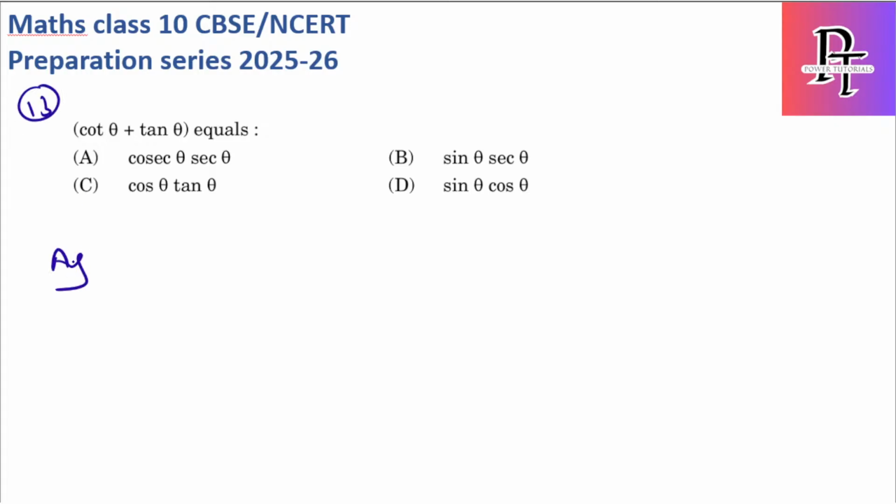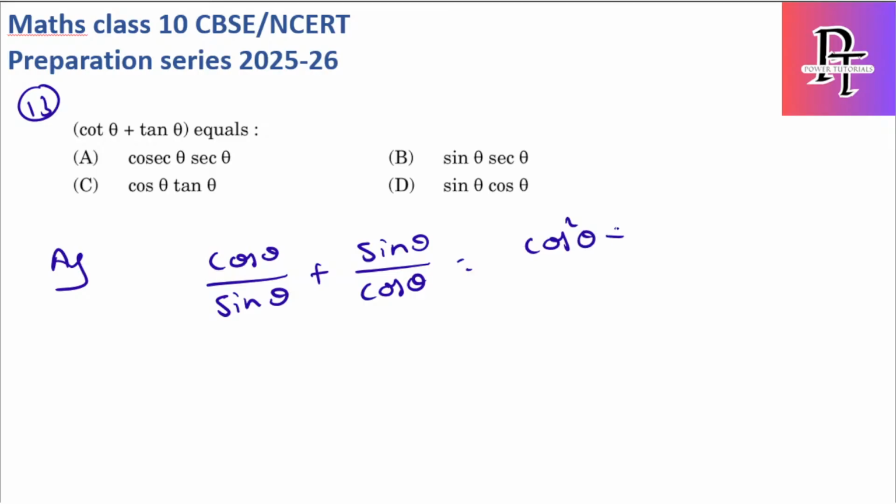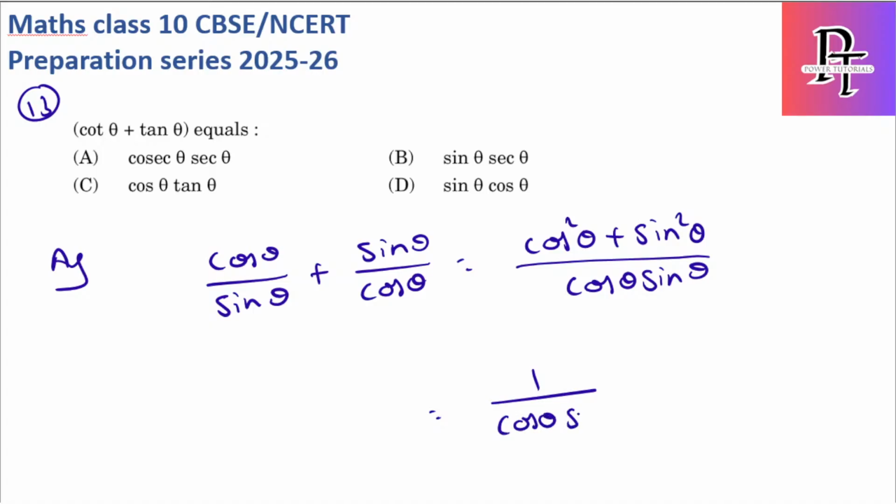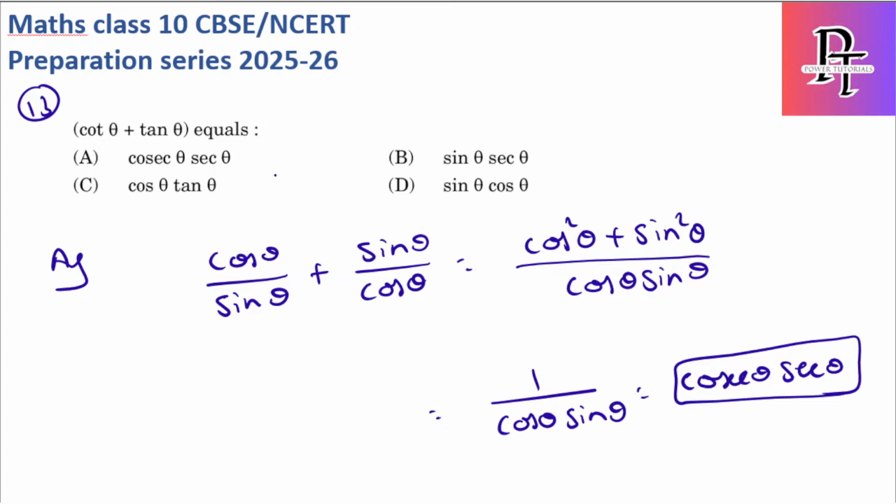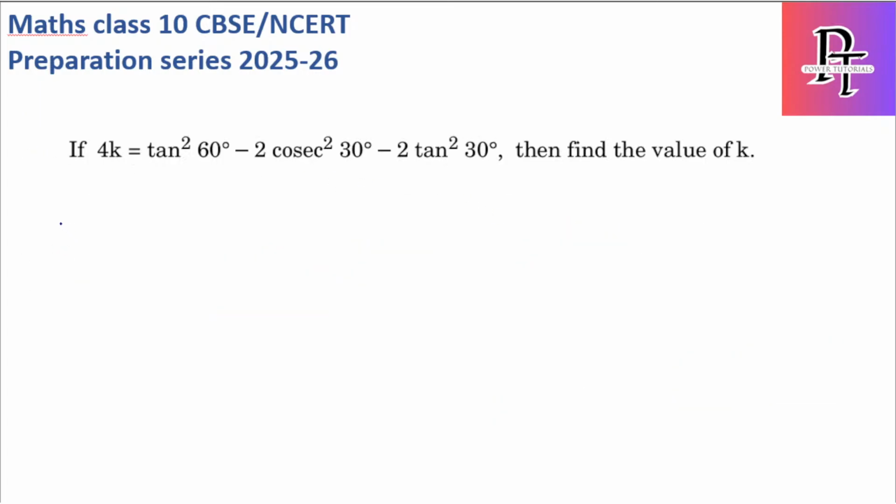Cot theta plus tan theta is equal to? Simply convert into sine and cos and you'll get the answer. Cot is cos theta by sine theta, tan is sine theta by cos theta. So this equals cos square theta plus sine square theta by cos theta sine theta, which is 1 by cos into sine. So this becomes cosecant into secant, which is the right answer. Let's move to the 14th.